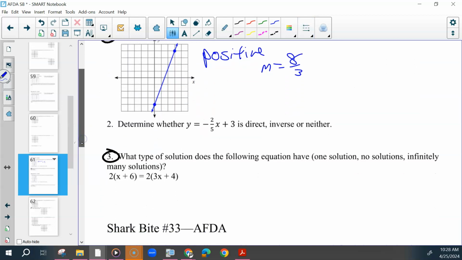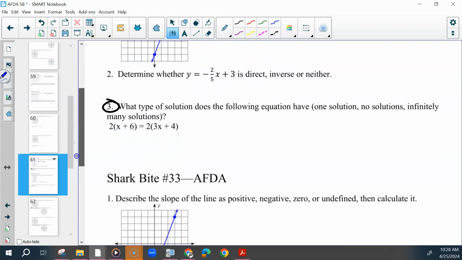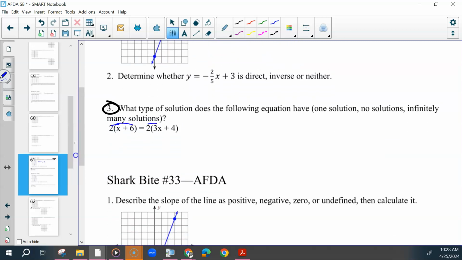For number 3, what type of solution does the following have? 1, none, or any? We could start solving this, distribute on both sides. And I really don't have to keep solving this because I can look at the coefficients and see that they're different, and that's going to be 1. You could have kept solving it and you would have got x equals 1 number. Yeah, x equals 1. Questions on that?